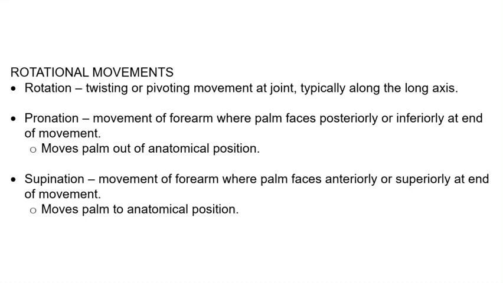Supination is a movement of the forearm where the palm faces anteriorly or superiorly at the end of the movement. Again, the direction that the palm faces depends on whether the elbow is extended or flexed. Supination moves the forearm and palm to anatomical position.